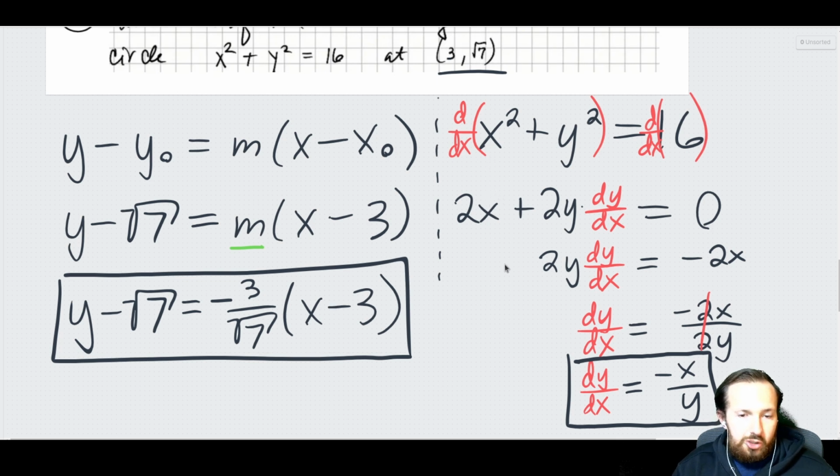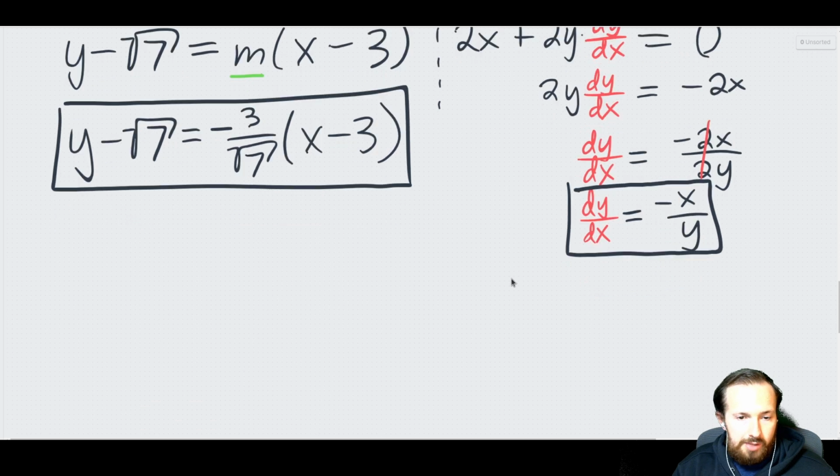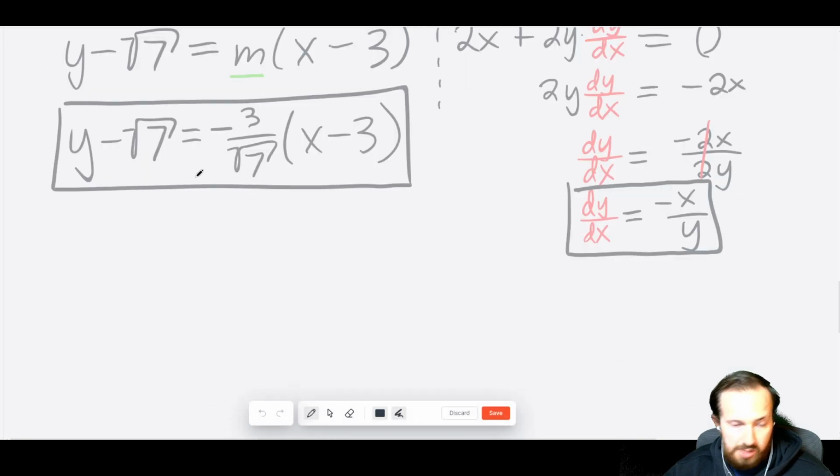Now, depending on your teacher, they might be a little bit stricter about this. So they might want you to do a couple of things. First off, this is in point slope form. Usually they'll let you leave it in this form, but if you have a very strict teacher, maybe they won't. So one thing you could do is transfer it to slope intercept form.